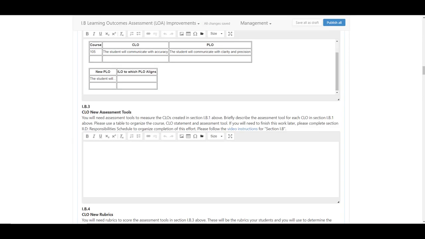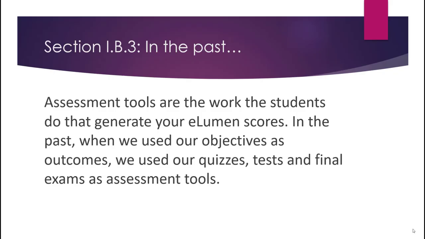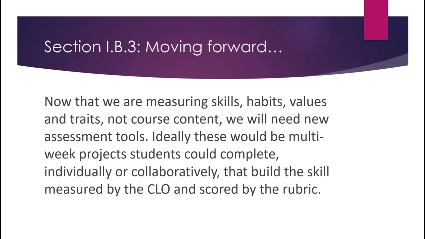Section 1B3, CLO New Assessment Tools. In this section, you will record any assessment tools you'd like to use for the CLOs you created in Section 1B1. Assessment tools are the work the students do that generate your Illumin scores. In the past, when we used our objectives as outcomes, we used our quizzes, tests, and final exams as assessment tools. Now that we are measuring skills, habits, values, and traits, not course content, we will need new assessment tools.